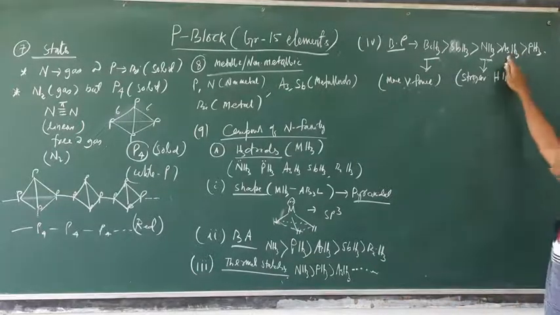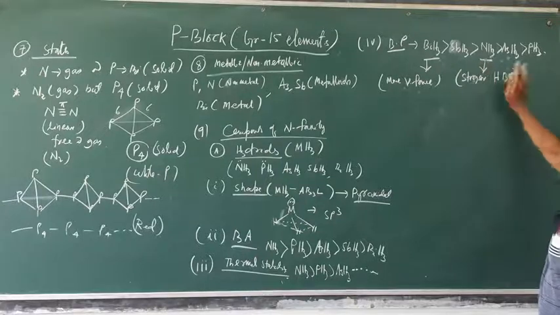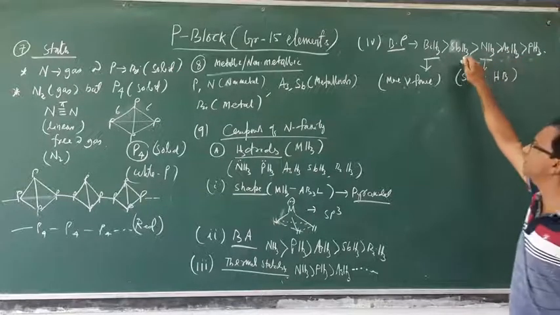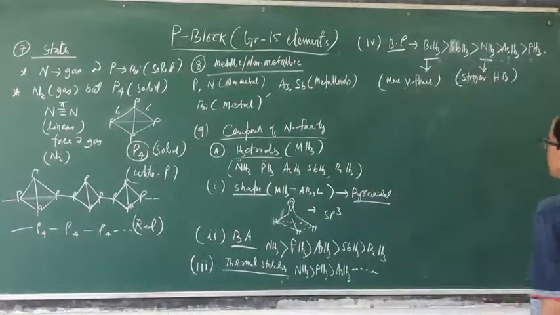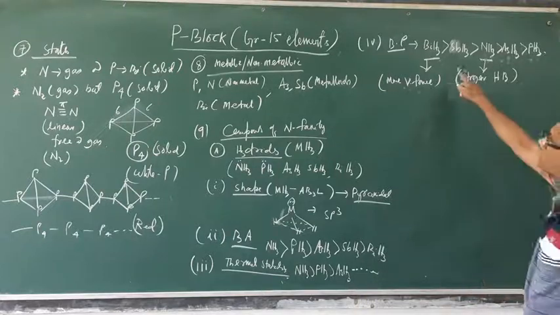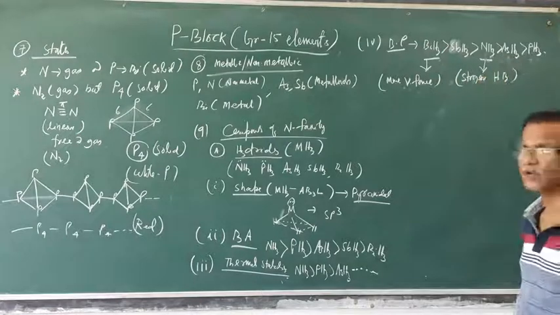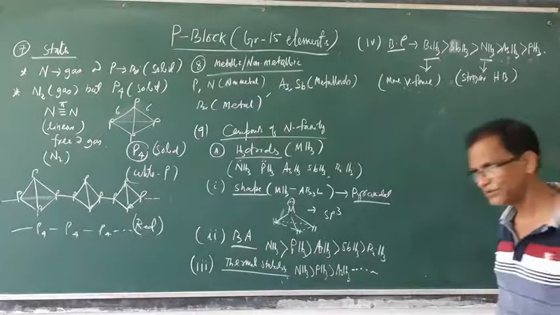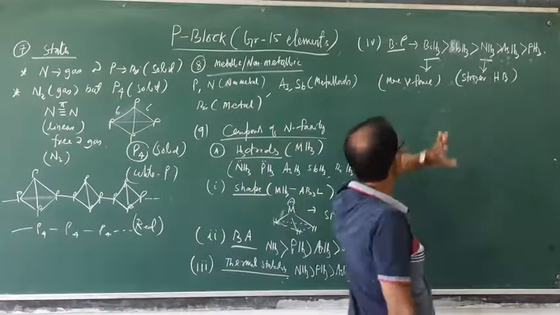The hydrides are called ammonia, phosphine, arsine, stibine, bismuthine, like this, the names of the hydrides. So this is the boiling point order. Very important for your examination: why bismuth hydride has greater boiling point, but ammonia is greater than arsine. This depends upon your property, that is hydrogen bonding.